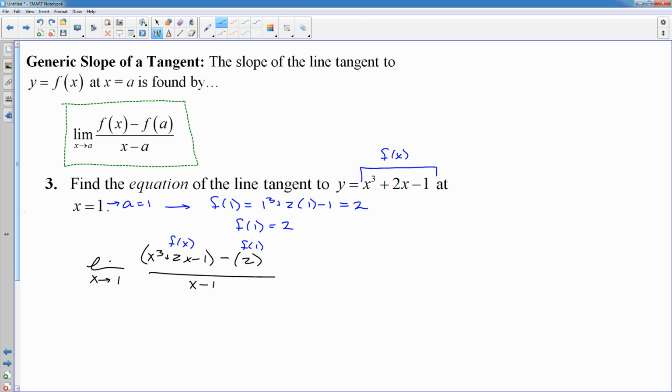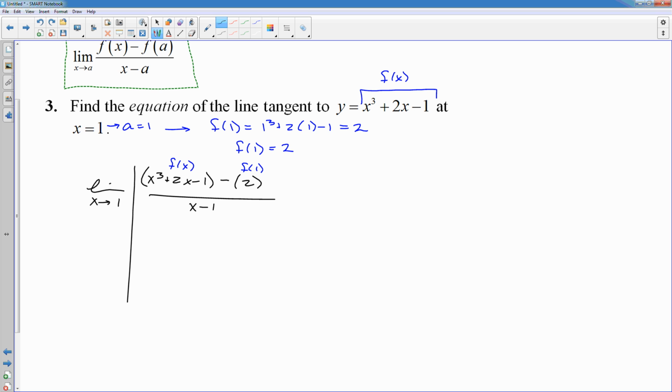And then we start cleaning that up. So f of x minus f of 1 turns into x cubed plus 2x minus 1 minus 2, which is negative 3, over x minus 1. And you have to be very careful here because you want to factor, but this is an x cubed. It's not an x squared. That means this one's not going to factor well. If it was x squared plus 2x minus 3, then that would be nice and we could work with that. But x cubed plus 2x minus 3 is not going to factor.